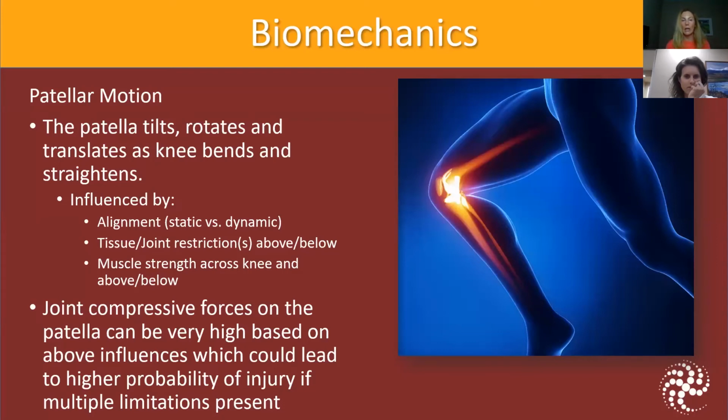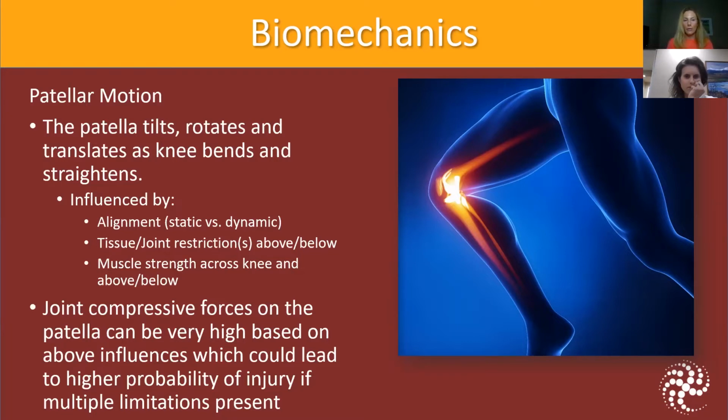So the patella can move up and down, which it does every time we bend or straighten our knee. It also can tilt and rotate side to side. There's less motion in those planes, but it does move in all those directions. It's influenced again by the alignment of our body, as well as the active nature of our muscles engaging. There can be joint restriction that influences how that kneecap can move. So if there is swelling, that's going to restrict the movement of the kneecap. And then muscle strength across the knee, both above and below, impacts that ability for it to move.